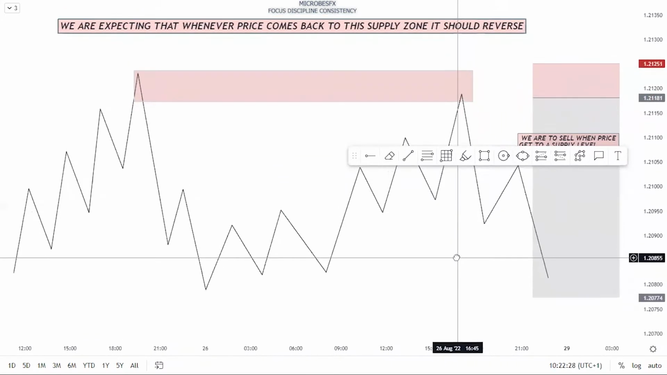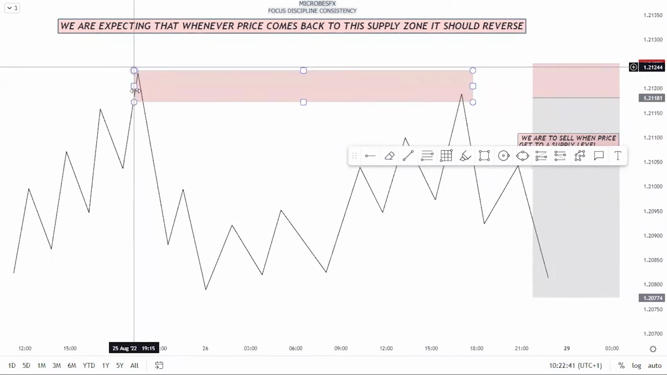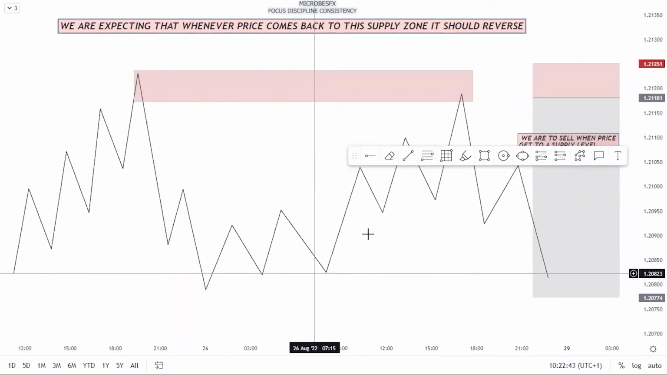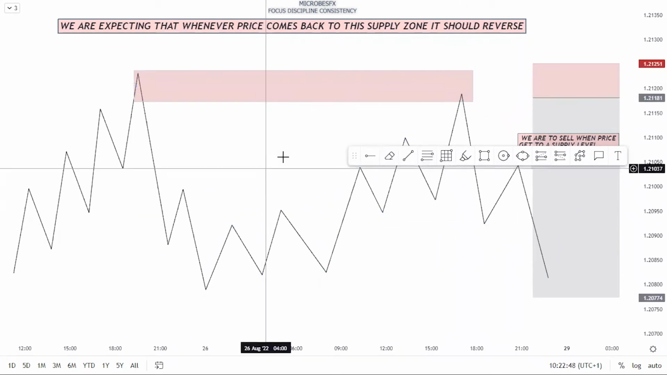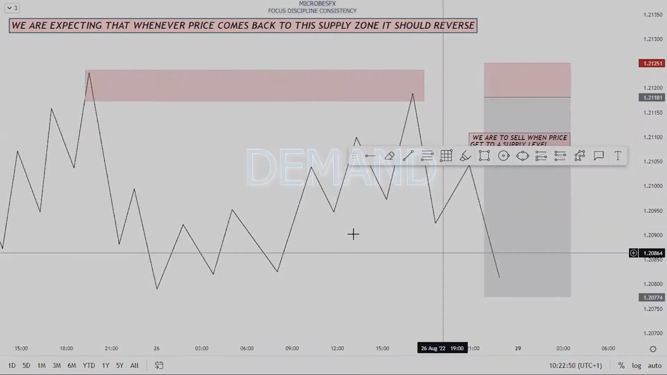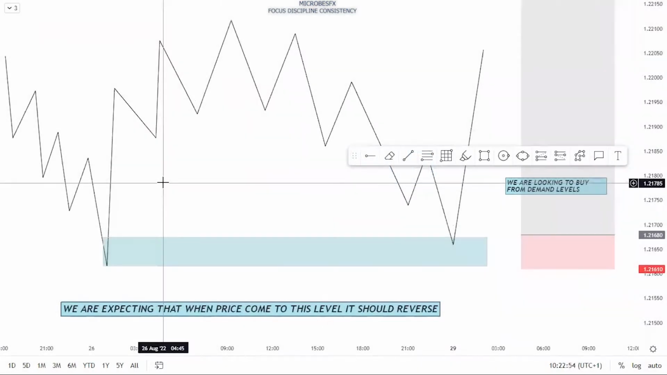I hope you guys understand this. It's just very basic. Price reverses from a particular place initially. You're waiting that when price comes back to that place, you are expecting that price should reverse again. So you're expecting to sell from the supply zone. So let's look at demand as well, which is quite just the exact opposite.